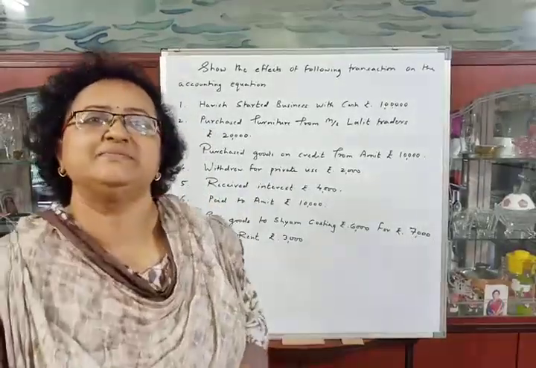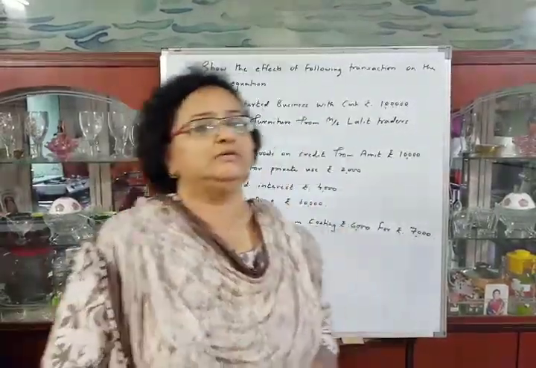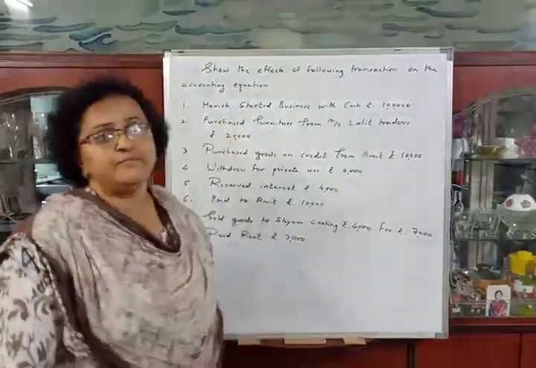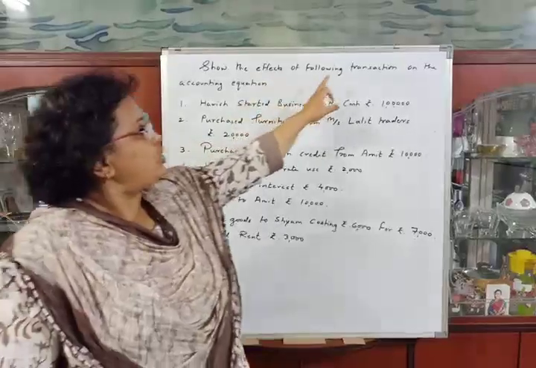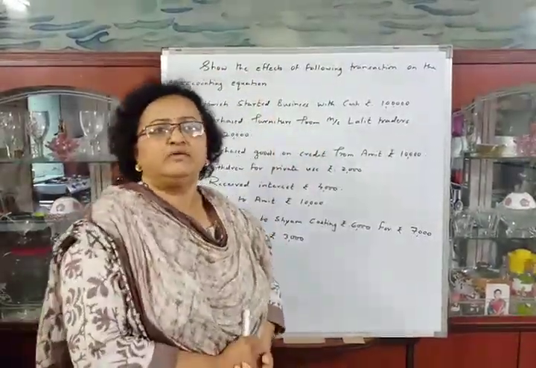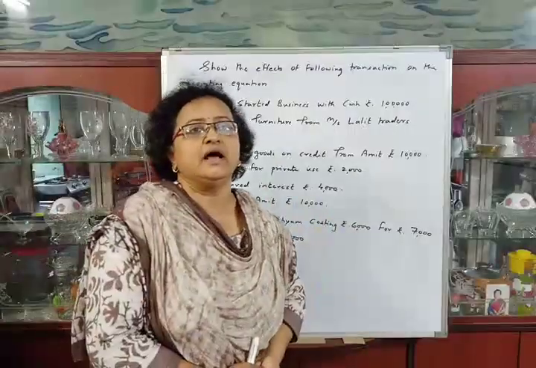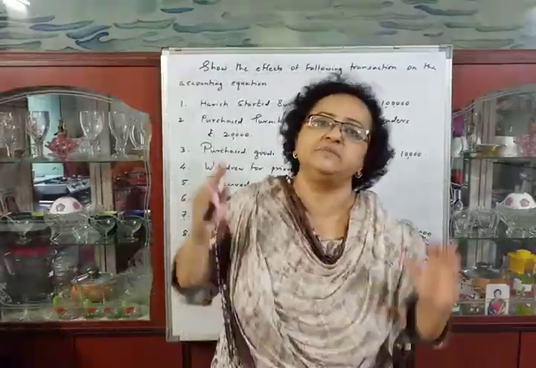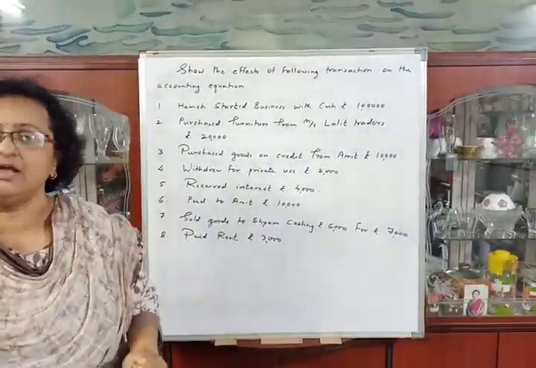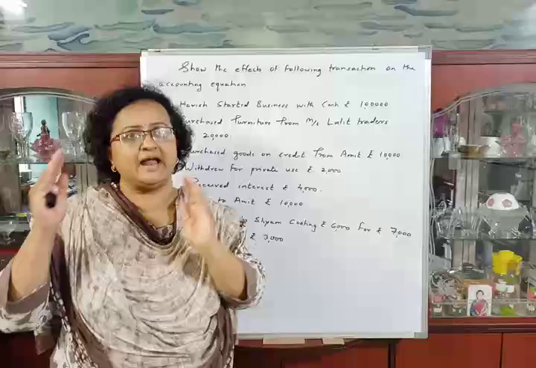Good morning, students. Today we will solve a problem of accounting equation. See the problem. Show the effects of following transactions on the accounting equation. Okay. We know the accounting equation. Assets is equal to liabilities plus capital. It means total assets will be always equal to the addition of liabilities and capital.